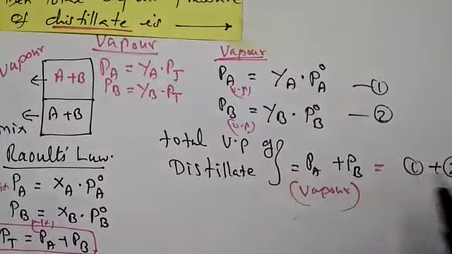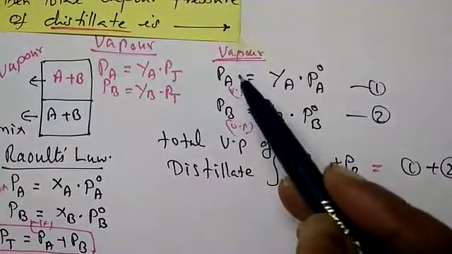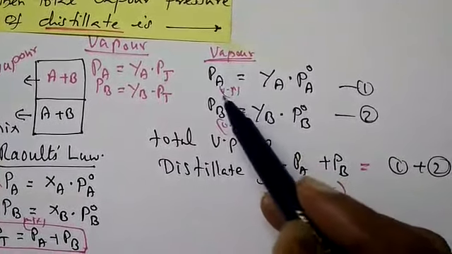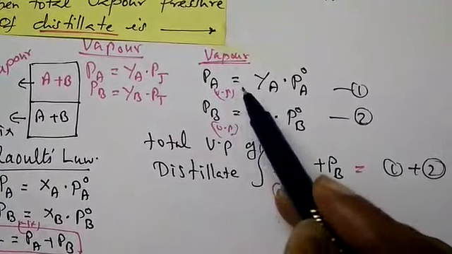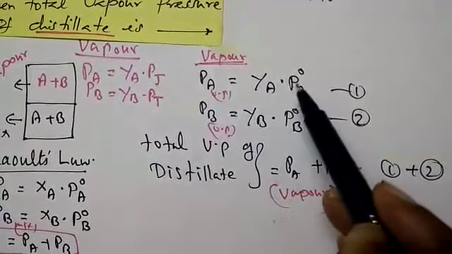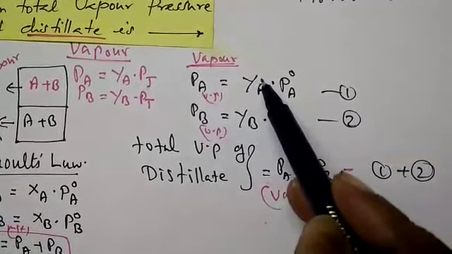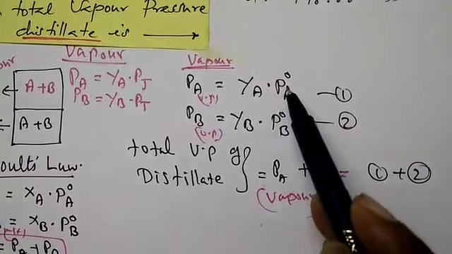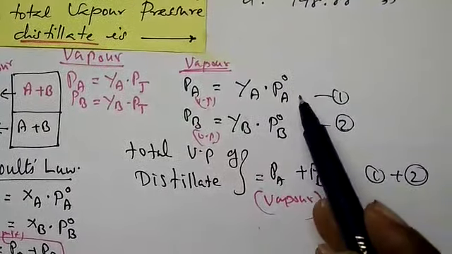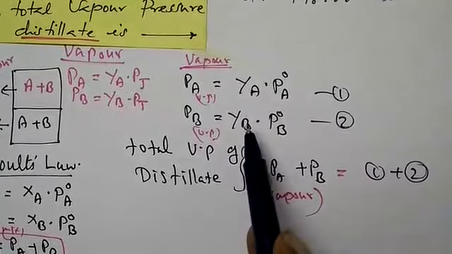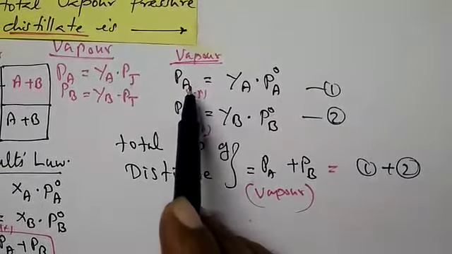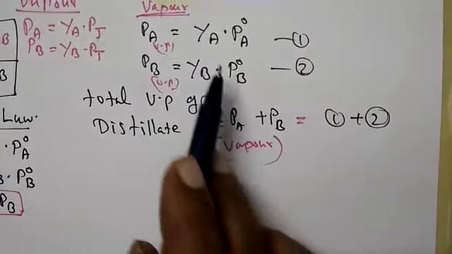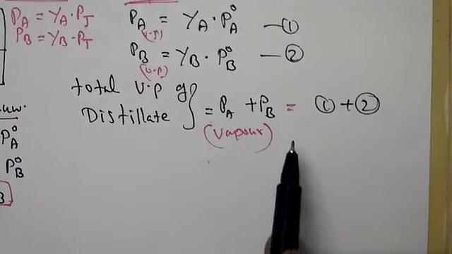For this the formula is the vapor pressure of A in the vapor phase. Now this is the partial pressure of A, but in the condition of the vapor state, equal to its mole fraction into P naught. Its mole fraction in the vapor phase is YA, and P naught is the vapor pressure of the pure component. Based on this you calculate the vapor pressure of A and B in the vapor state. Then you have to find the total of these two, which is your answer.